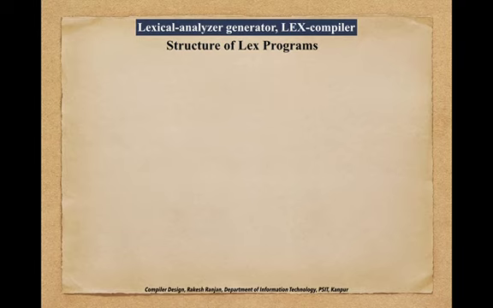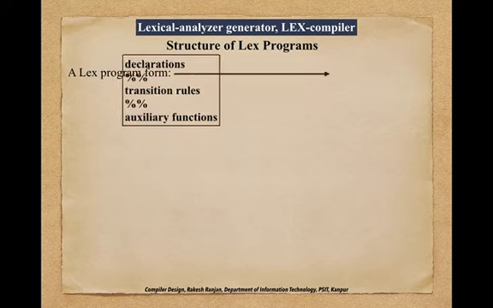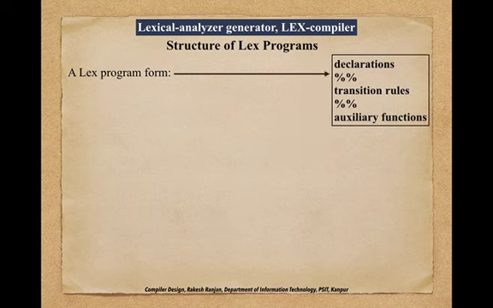What is the structure of a Lex program? Let us discuss the structure of the Lex program. The Lex program has the following form. Initially we need to provide the declarations, and then we write two percent symbols. Then we have the transition rules, then two percent symbols again, and finally the auxiliary functions. So these two %% divide the complete program into three parts. The first part is the declaration part, the second part is the transition rule part, and the third part is the auxiliary function part.